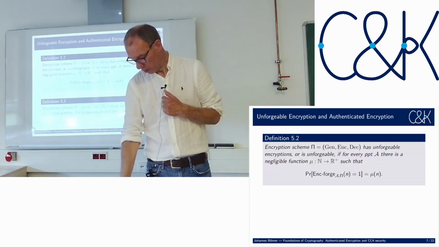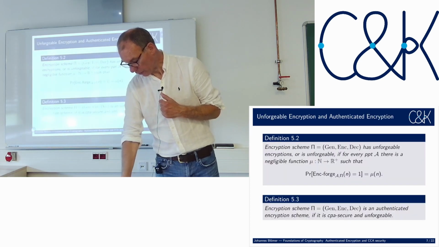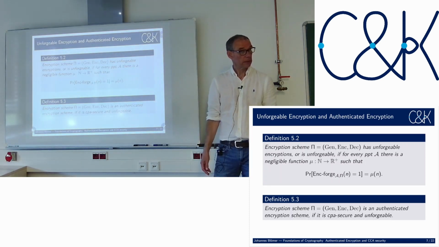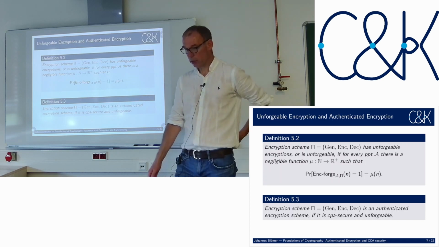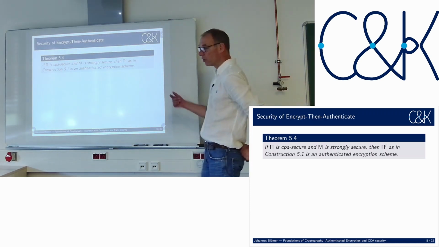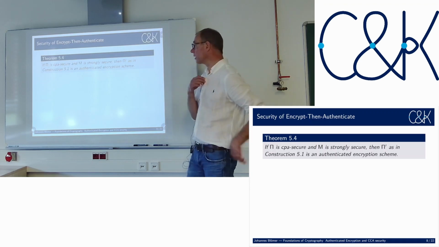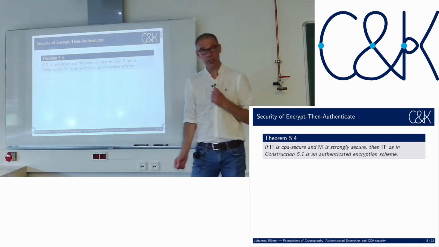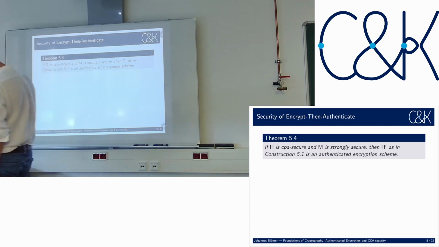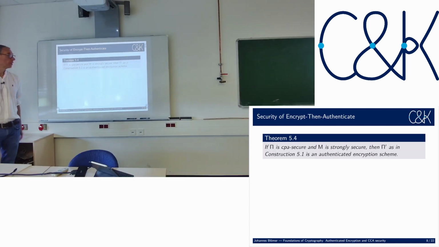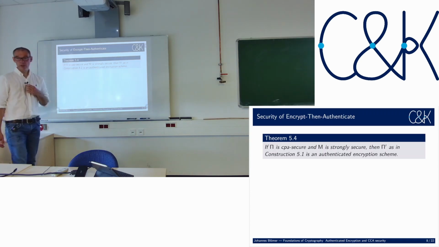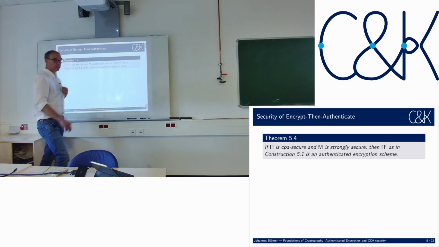And then we defined an authenticated encryption scheme as one that is CPA secure and unforgeable. And the last thing that we did last week is to show that if pi, the encryption scheme that we use in encrypt and authenticate, is CPA secure and the message authentication code is strongly secure, then this construction of encrypt then authenticate gives us authenticated encryption. And we only proved that it has unforgeable encryptions, so the CPA security is an exercise.